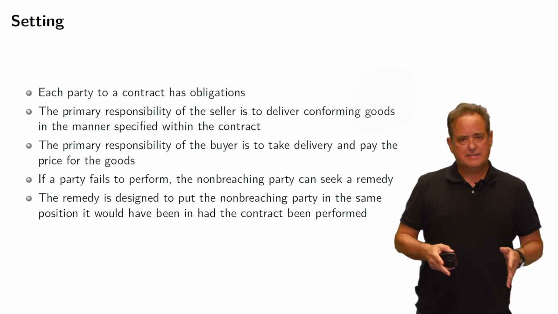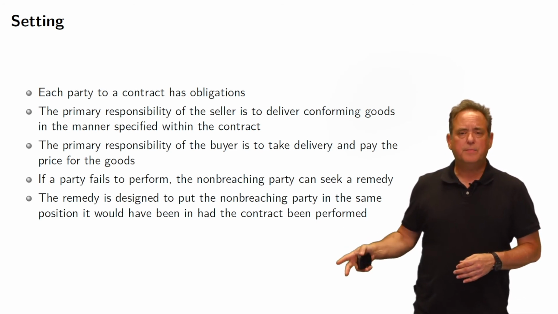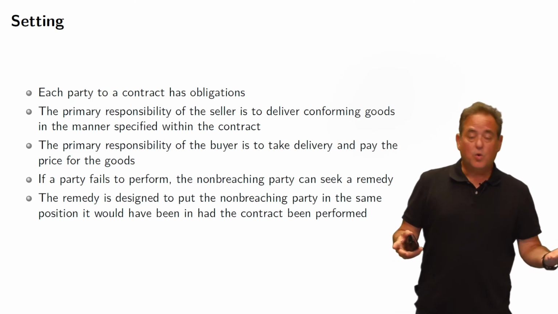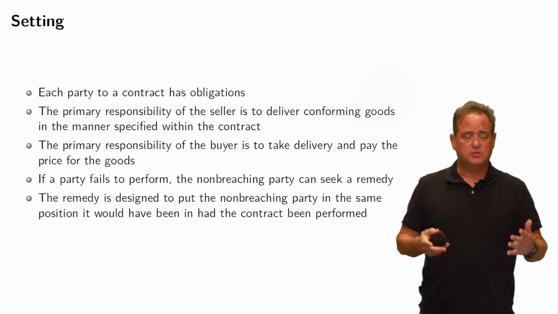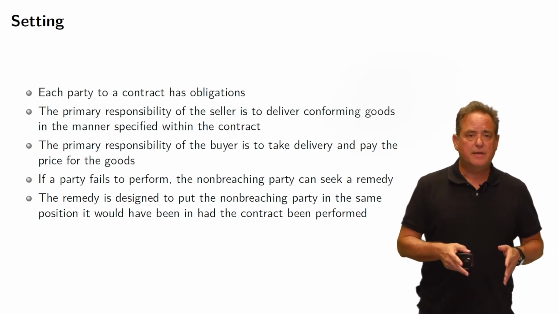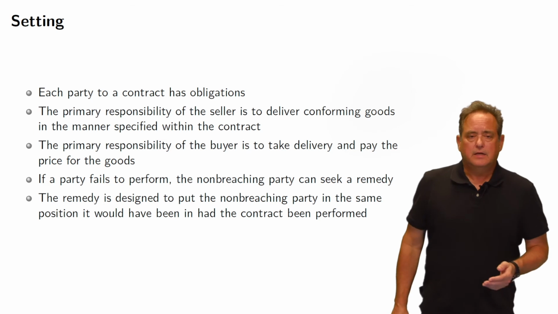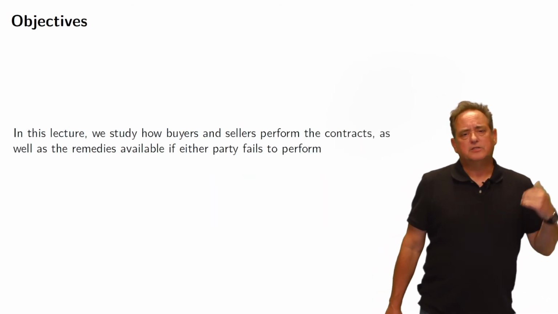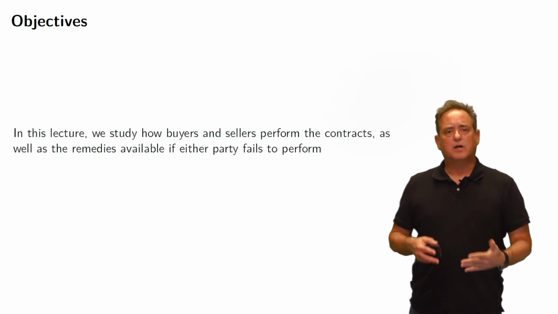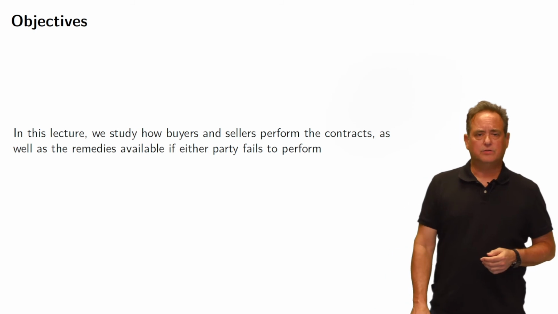In a contract situation, damages are meant to put the parties in the position they would have been in had the contract been performed. In tort law, negligence and such, the remedy is meant to put the parties back in the position they would have been in before the tort ever occurred. So keep that in the back of your mind. So in this lecture, we're going to study how buyers and sellers perform contracts, and then we're going to discuss the remedies that are available in the event a party fails to perform.